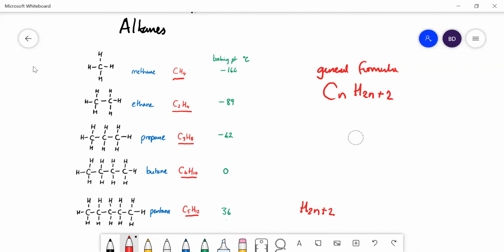Right, let's just talk a little bit about crude oil here. So crude oil is a mixture of hydrocarbons, which are mostly alkanes.